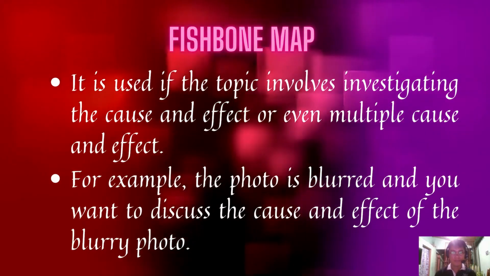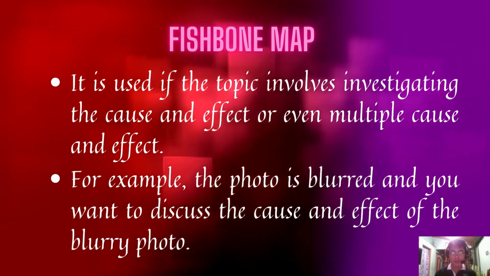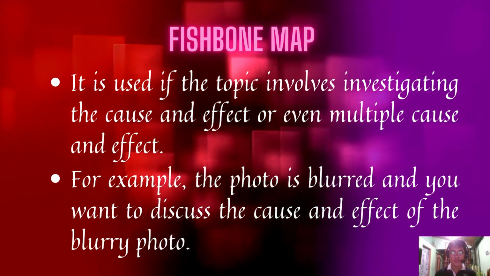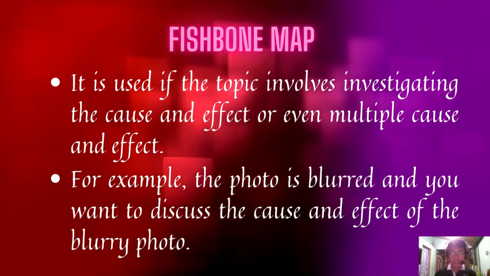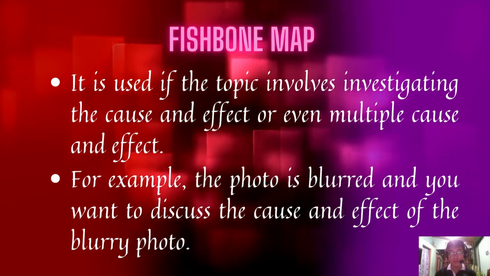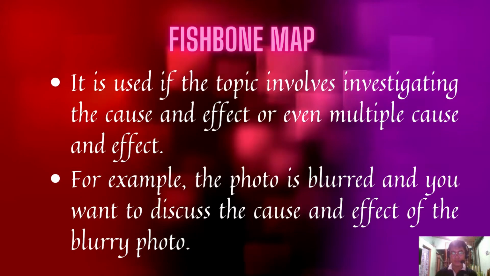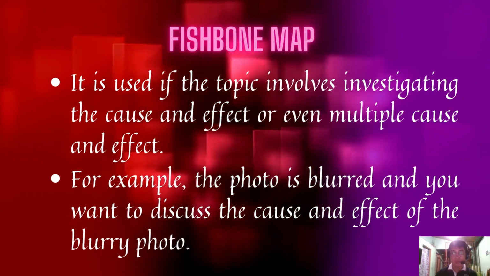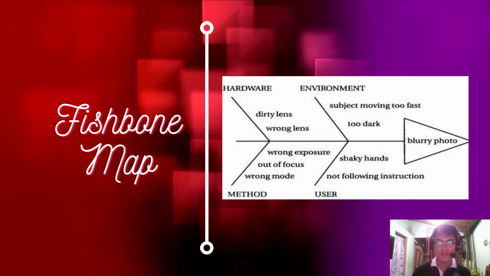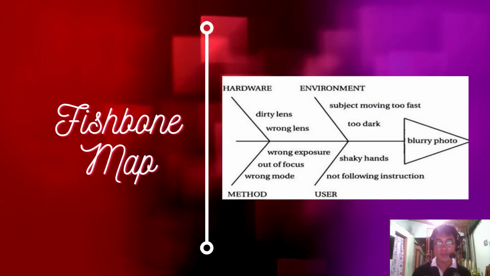Next, we have the fishbone map. It is used if the topic involves investigating the cause and effect, or even multiple cause and effect. As for example, the photo is blurred and you want to discuss the cause and effect of the blurry photo. Kumbaga, ipapakita natin using the fishbone map kung ano yung naging cause kung bakit naging blurry yung photo. So, dito sa susunod na example, ipapakita natin kung paano niya pinresent the idea kung bakit naging blurred yung photo. Okay, so here is the example of a fishbone map. So dito makikita natin lahat kung ano yung cause and effect kung bakit nagkaroon ng isang blurry photo.